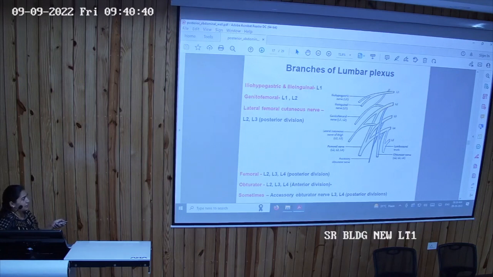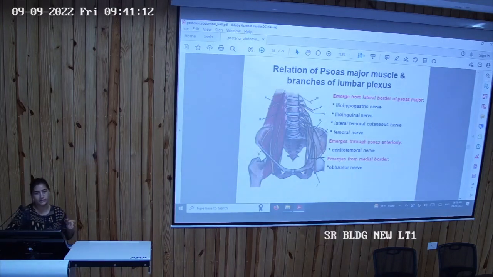Then you have the femoral nerve. Femoral nerve is derived from the L2, L3 and L4 nerves, from the posterior divisions of these three spinal nerves. Then again comes the obturator nerve. The obturator nerve and the femoral nerve have similar root value, L2, L3, L4. Only difference is obturator is from the anterior division of L2, L3, L4, and femoral is from the posterior division of these spinal nerves. So you have to remember the lumbar plexus formation and the branches from the lumbar plexus.